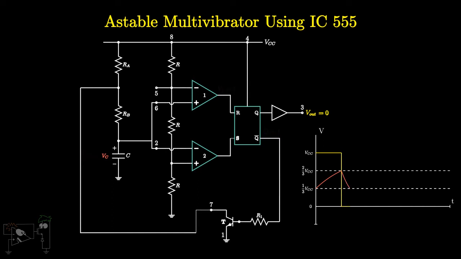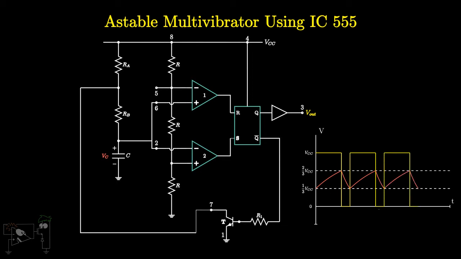When VC goes below 1/3 VCC, the output of the comparator C2 becomes high and the flip-flop is set again. The output of the timer becomes high again. At this point, the transistor turns off again and the capacitor starts charging via RA and RB. This cycle repeats continuously and we get the following waveforms.